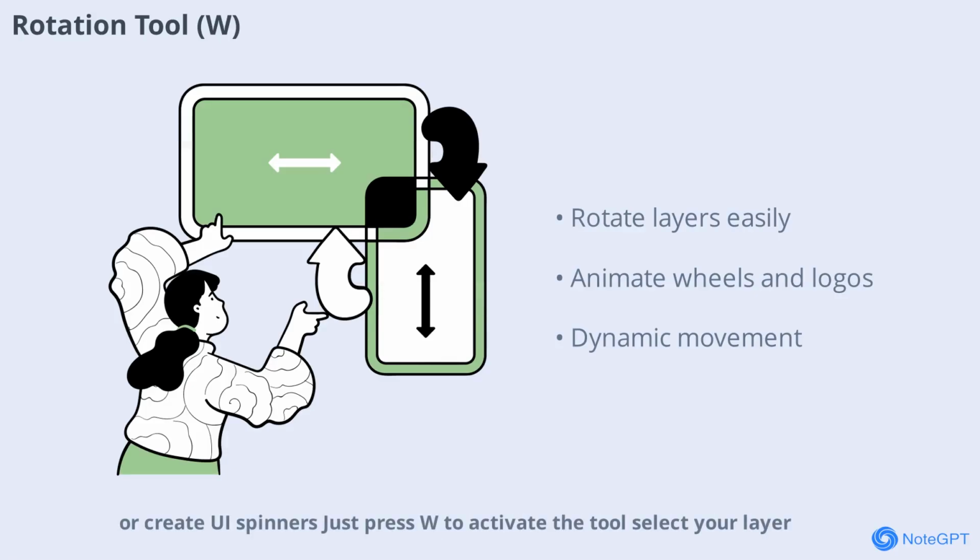Just press W to activate the tool, select your layer, and drag to rotate. This tool is perfect for adding dynamic movement to graphics and objects.